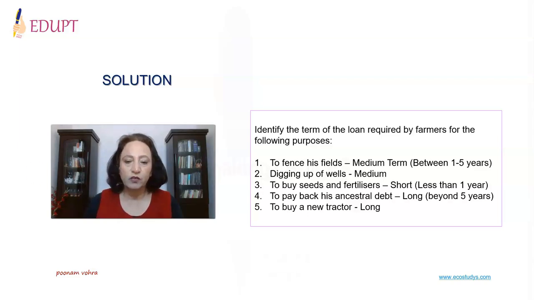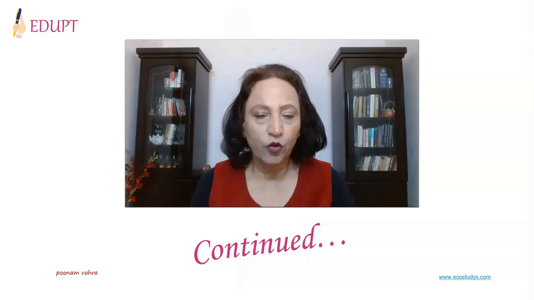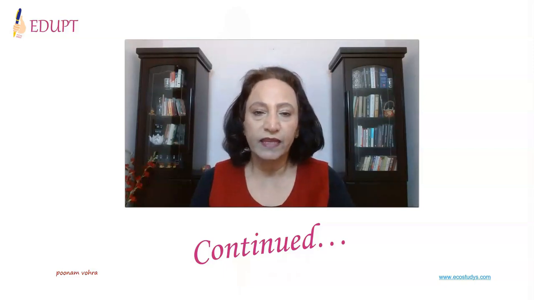A short-term loan is required to buy seeds and fertilizers, whereas a medium-term loan is required to fence his fields and dig up wells. A long-term loan is required to pay off his debt and to buy a new tractor. I hope you have understood the what and why of rural credit.